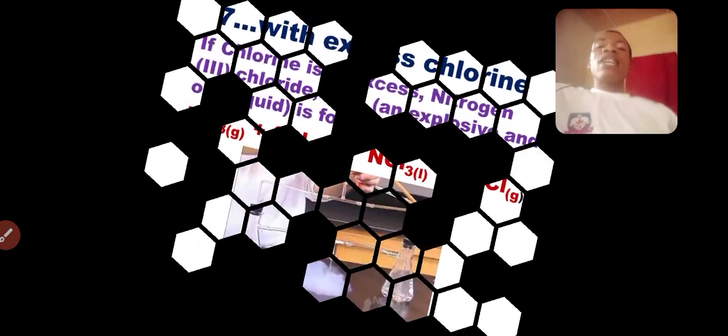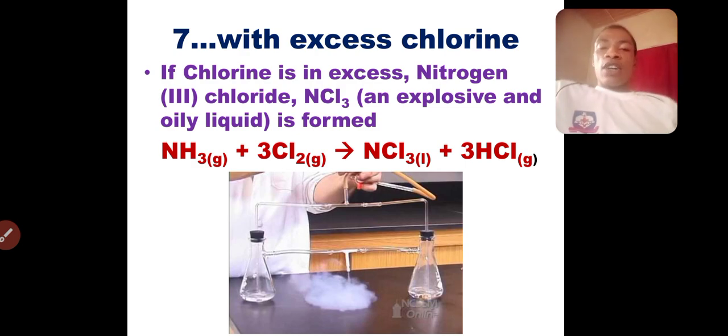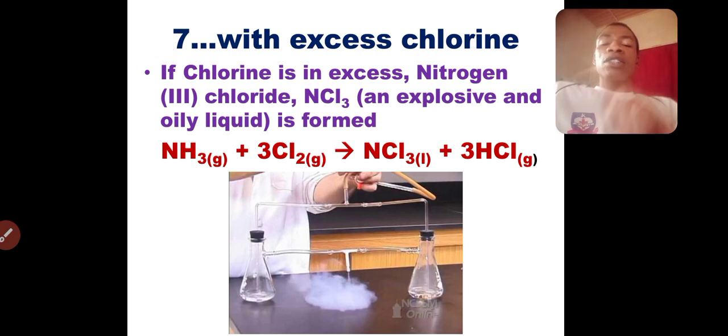What happens if ammonia reacts with excess chlorine? Another product will be formed, an explosive oily liquid called nitrogen(III) chloride, when chlorine reacts with ammonia and the chlorine is now in excess. So you form a colorless liquid called nitrogen(III) chloride, and HCl gas is produced, as you can see in that reaction diagram there. God bless you.